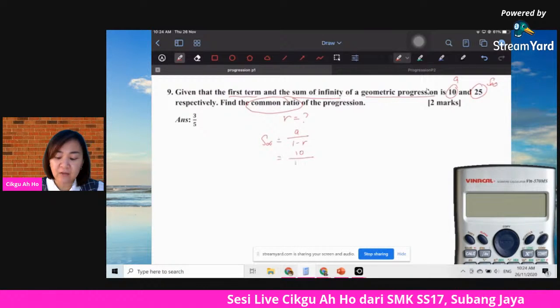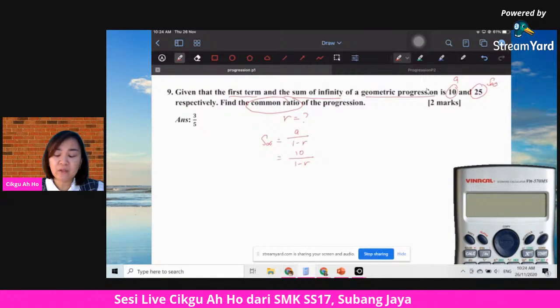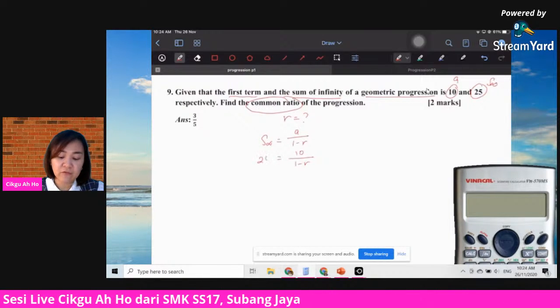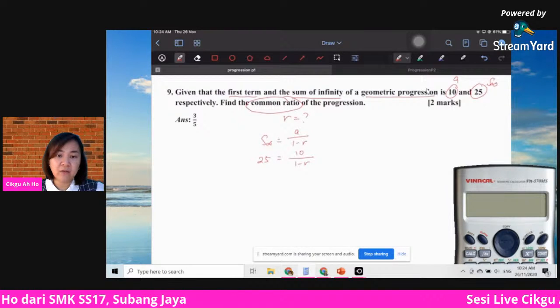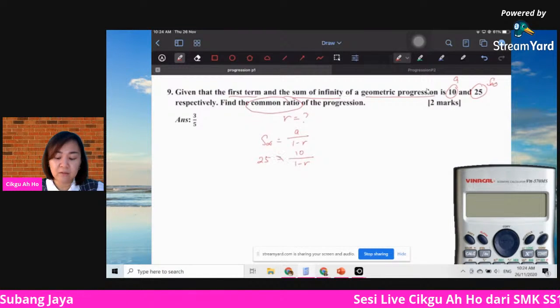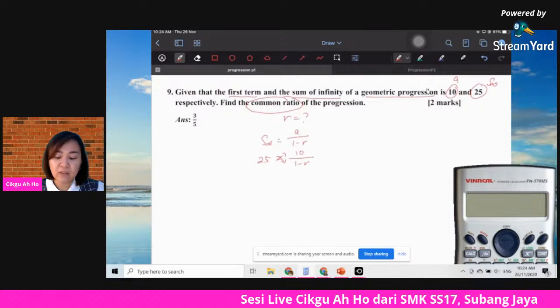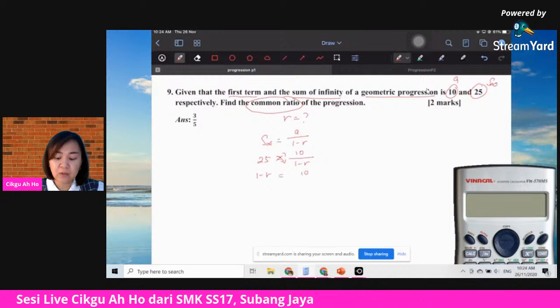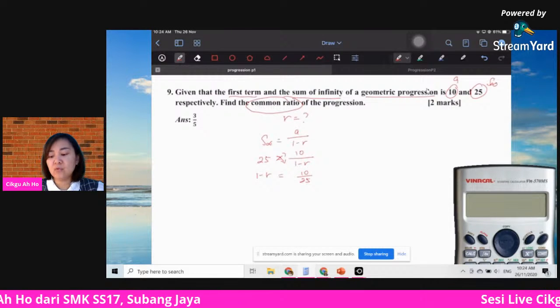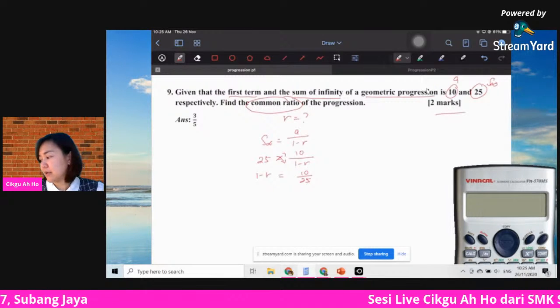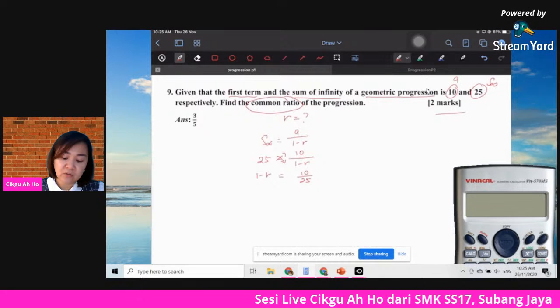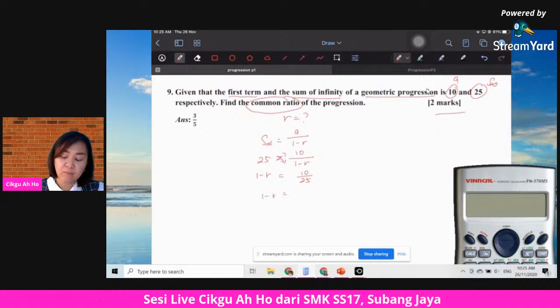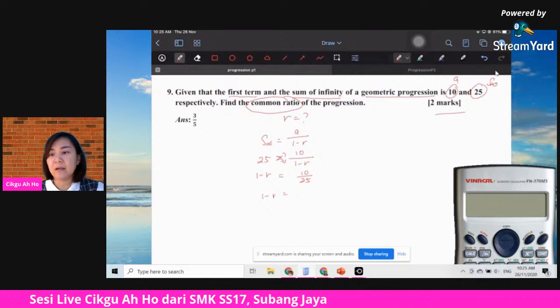So you don't have a R, just leave it there. So sum to infinity is 25. So you already substitute all the values. So now you can do what? You want to find your R, right? Or this one you bring down lah. So 1 minus R equal to 10 over 25. This one only 2 marks, 2 markah saja. Maknanya soalan ni sangat mudah lah kan. So 1 tolak A tu berapa? 10 bahagi 25. Tekan kalkulator.